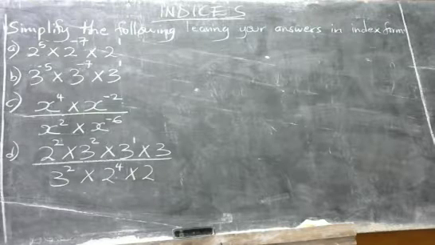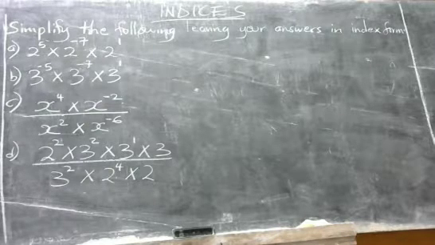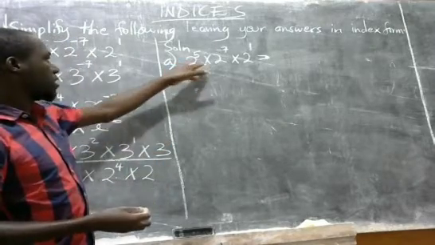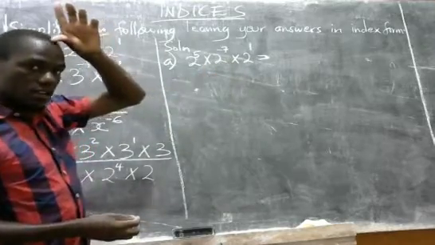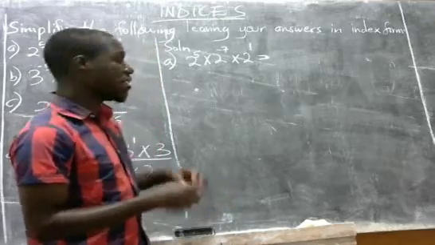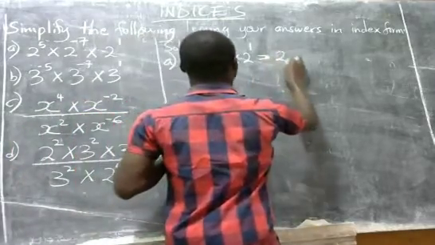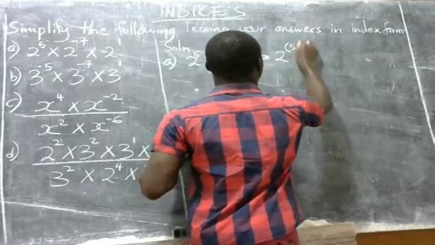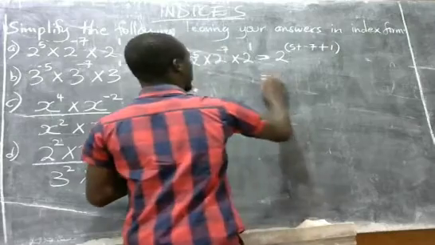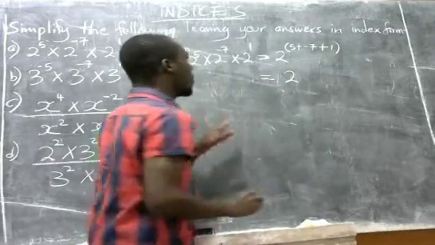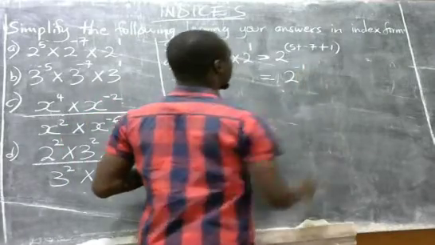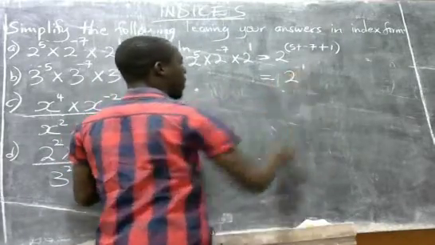Simplify the following, leaving your answers in index form. So part A, we see that there is a multiplication of numbers of the same base. We have said we are going to keep the base, which is 2. Then we add the powers. That is 2 power 5 plus the negative 7 plus 1. Then still the base. When I add there, I'm getting a negative 1. This is 2 power negative 1.